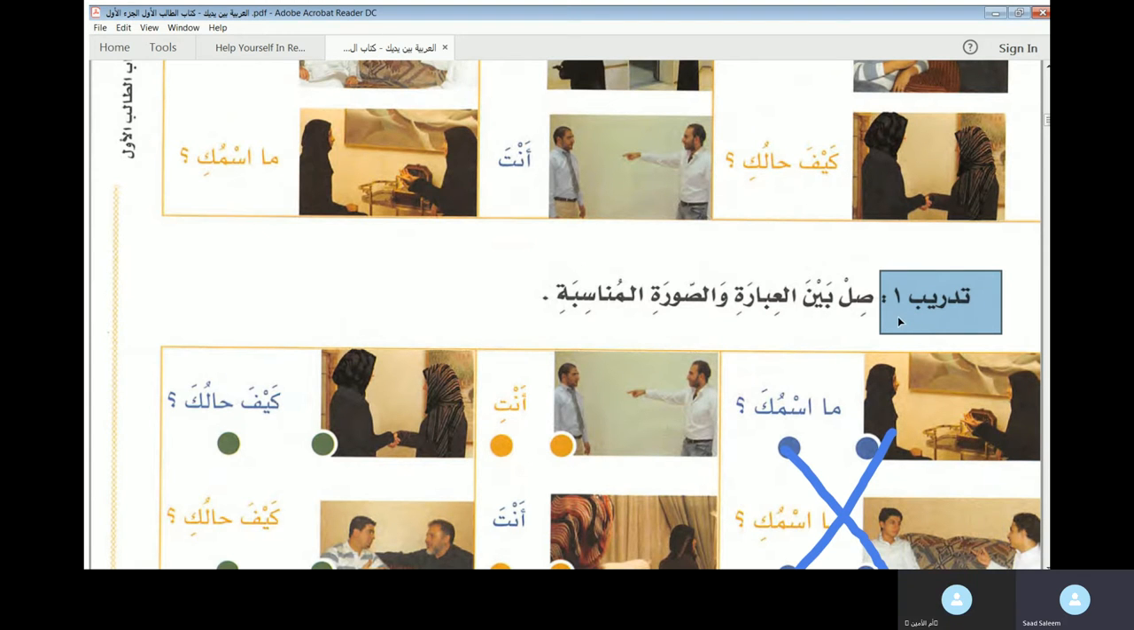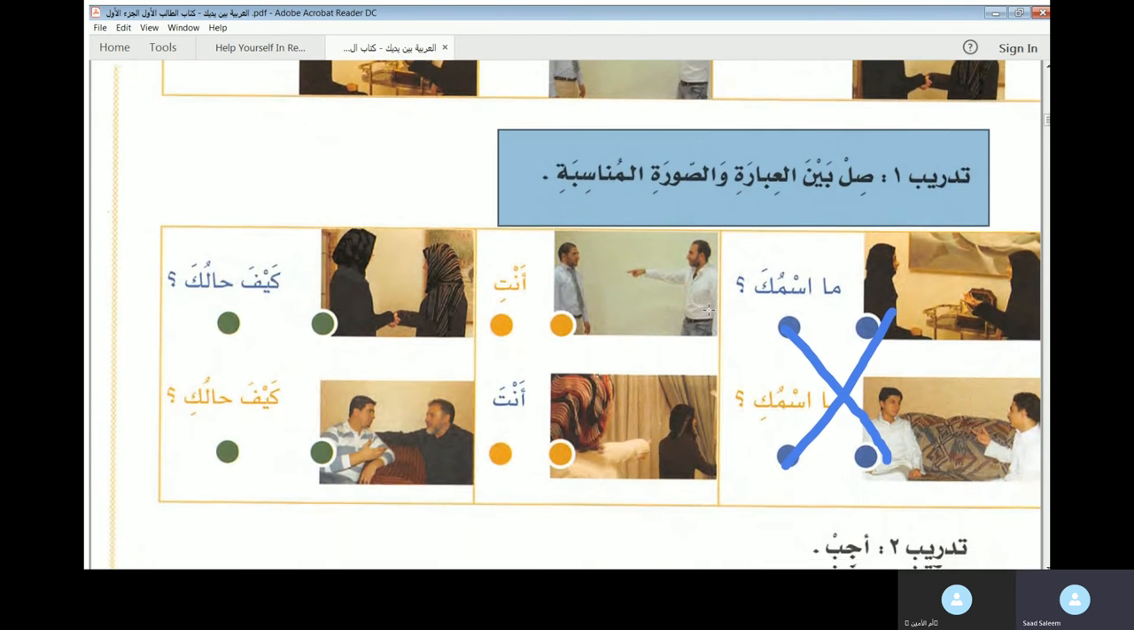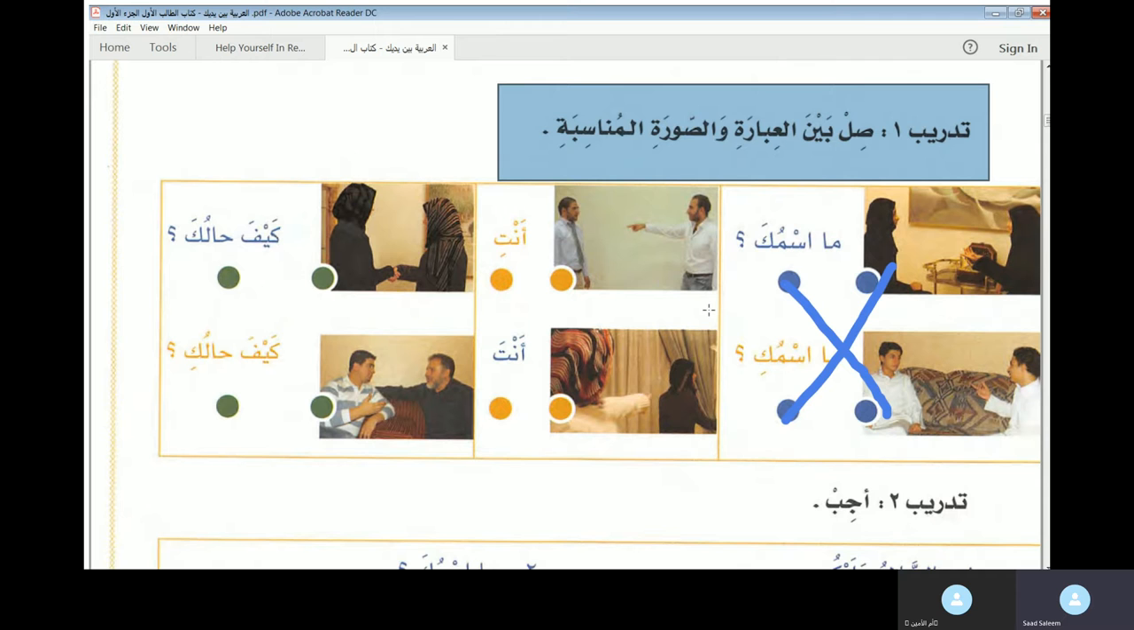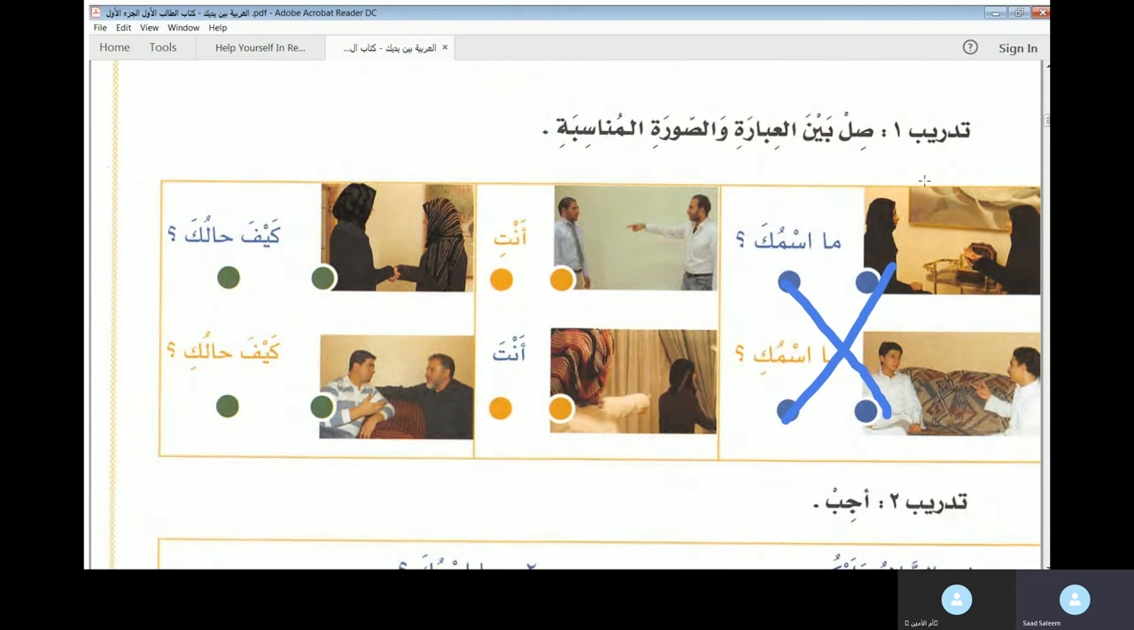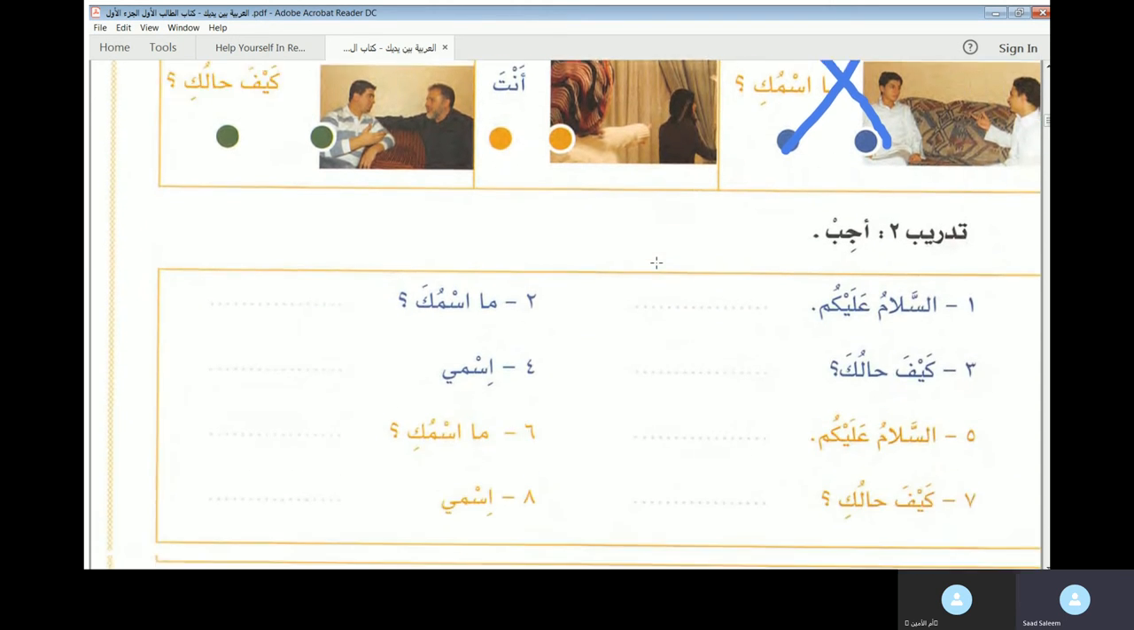Tadribul awwal, first exercise. Sil, connect, bayna, between. Al-ibara means phrase, wa means and, as-suwara picture, al-munasiba appropriate. Connect between the phrase and the appropriate picture. This picture will be joined with masmuki. And this phrase masmuka will be joined with this picture. Anti will go to the females and Anta will go to the males. Okay, this is easy.